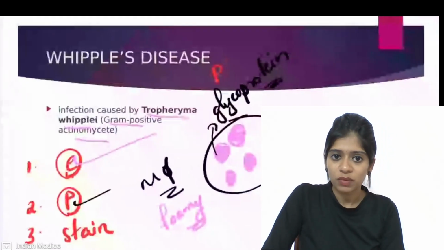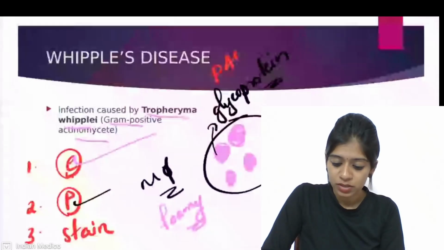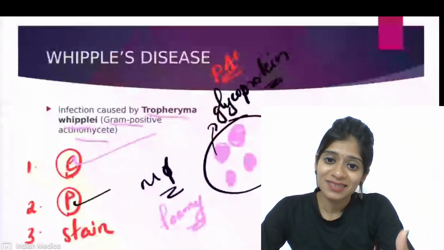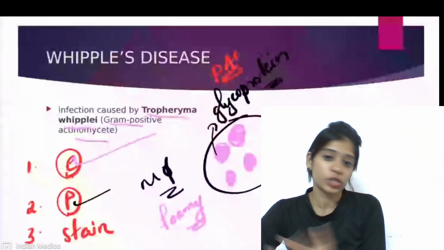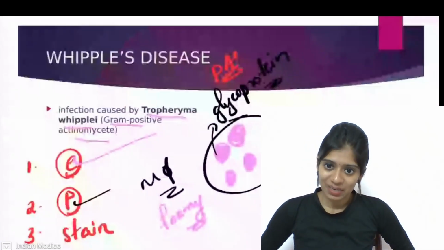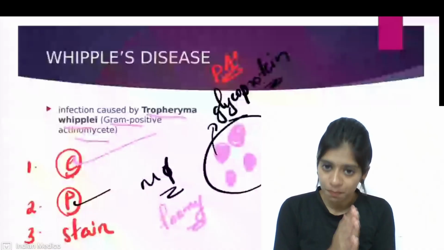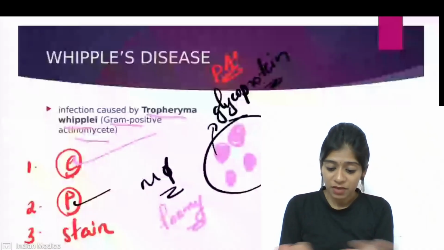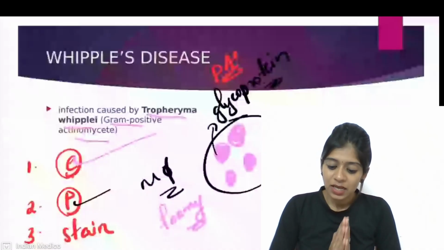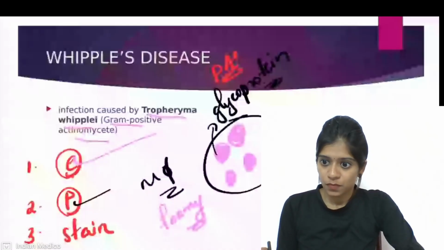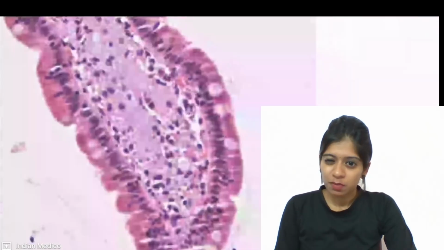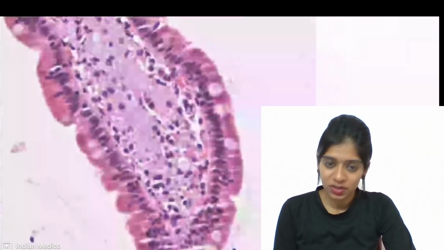I think there is some problem with the net connection, that's why it's not becoming very clear. Anyways, the PAS stain is periodic acid Schiff stain. We take the intestinal biopsy and stain it with PAS stain.